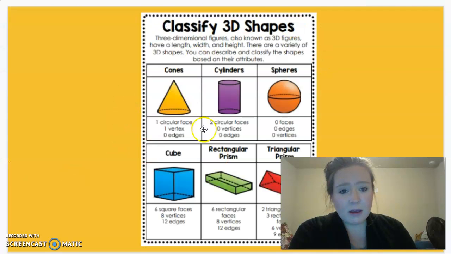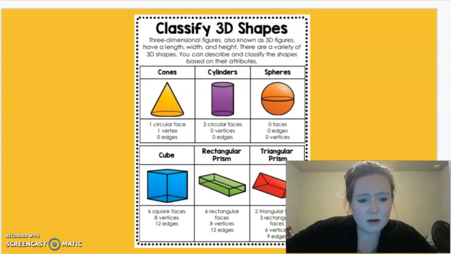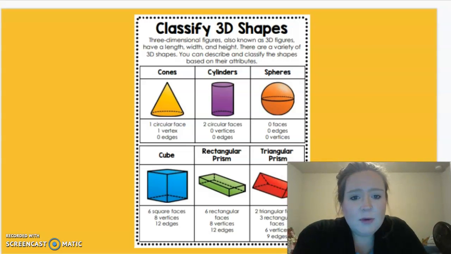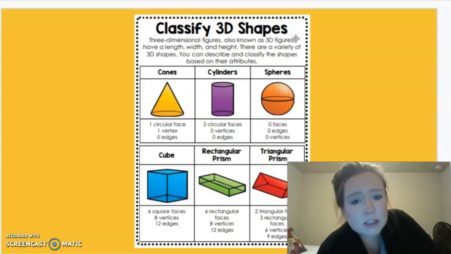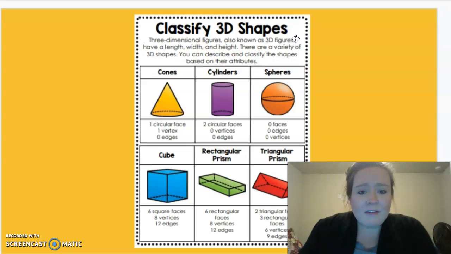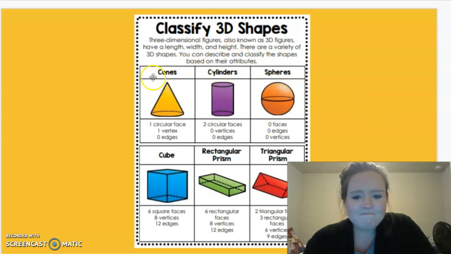So I'm going to start by going over this anchor chart first. All right, let's go over this. Okay. So classifying 3D shapes. Three-dimensional figures, also known as 3D figures. So sometimes I'll say 3D shapes and 2D shapes. That means three-dimensional or two-dimensional. They have a length, width, and height. There are a variety of 3D shapes. You can describe and classify the shapes based on their attributes.